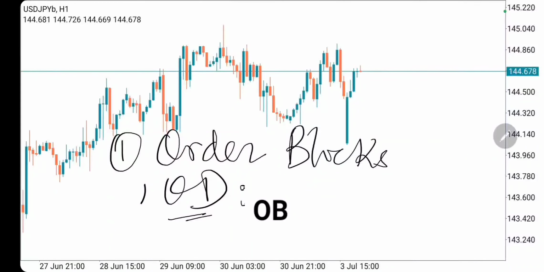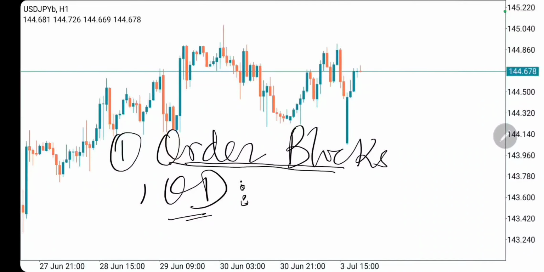Order blocks refer to a group of pending orders placed at a specific price level by smart money traders, such as large financial institutions, hedge funds, and big banks. These pending orders are expected to cause a possible price reversal. This level or position, called the order block, is a possible reversal location for price.